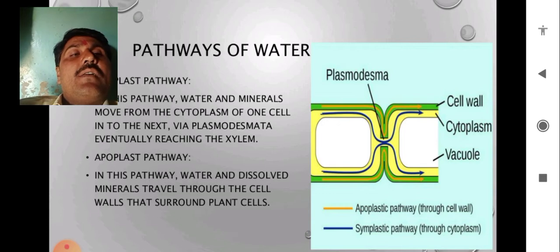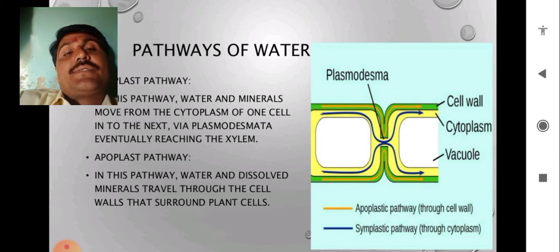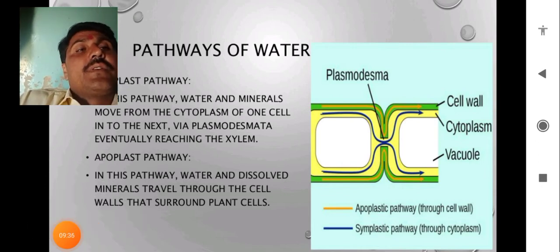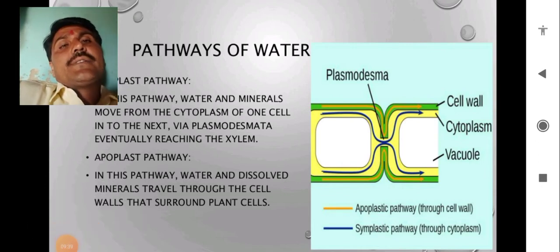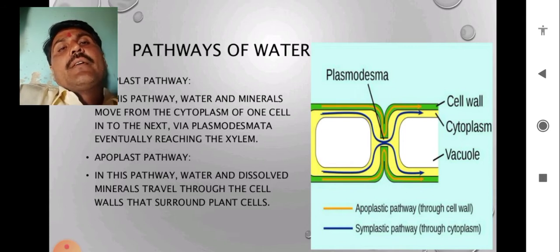xylem. Next is the apoplastic pathway, and this apoplastic pathway takes place through the cell wall. Water and dissolved minerals travel through the cell walls, the cell wall which surrounds the plant cells. So, friends, we have to keep these two pathways in mind. One takes place in the cytoplasm, and the water molecules move via plasmodesmata, eventually reaching the xylem.